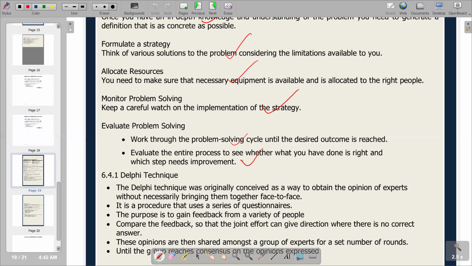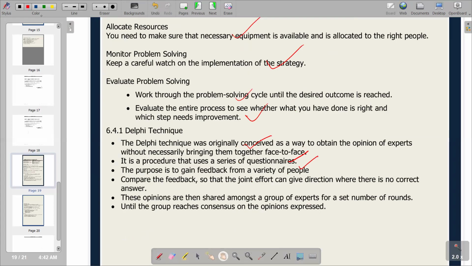explained by the first point as: the Delphi technique was originally conceived as a way to obtain the opinions of experts without necessarily bringing them together face to face. So obtaining the opinions of experts explains the Delphi technique. Then it is a procedure that uses a series of questionnaires, and the purpose is to gain feedback from a variety of people and compare the feedback so that the joint effort can give direction where there is no correct answer. That's supporting information that we have in terms of the Delphi technique.